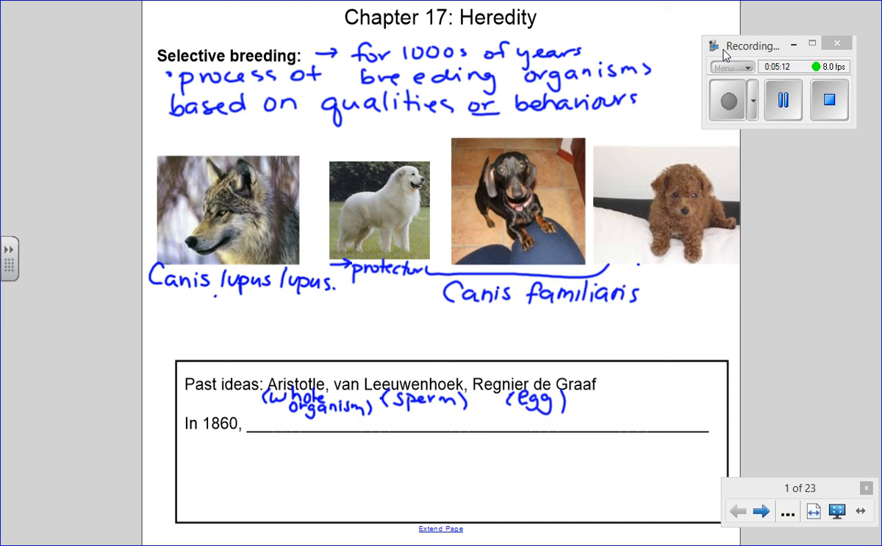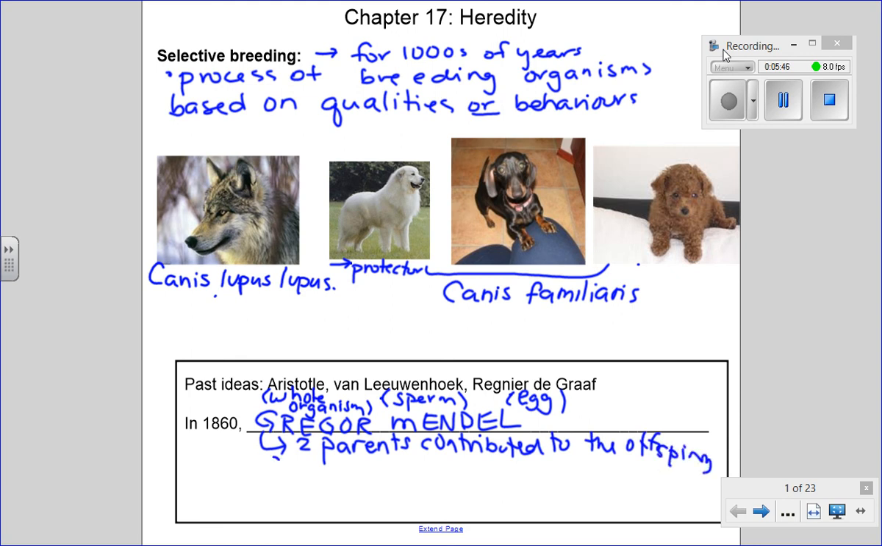But in 1860 or thereabouts, a fellow named Gregor Mendel, and he's important, that's why his name got written in capitals. In 1860, Gregor Mendel did a bunch of experiments, and he determined that the two parents both contributed to the offspring characteristics.